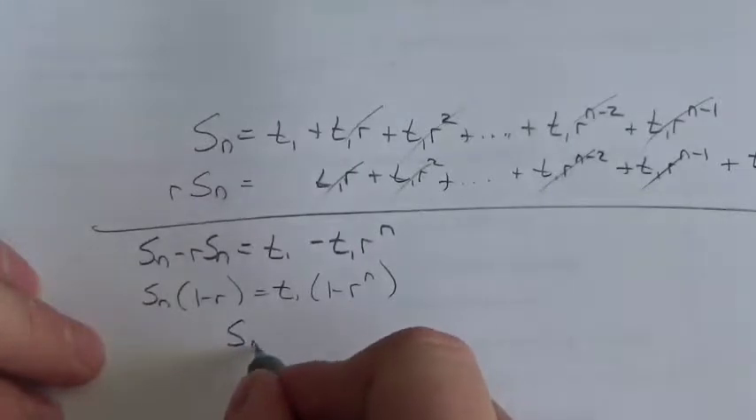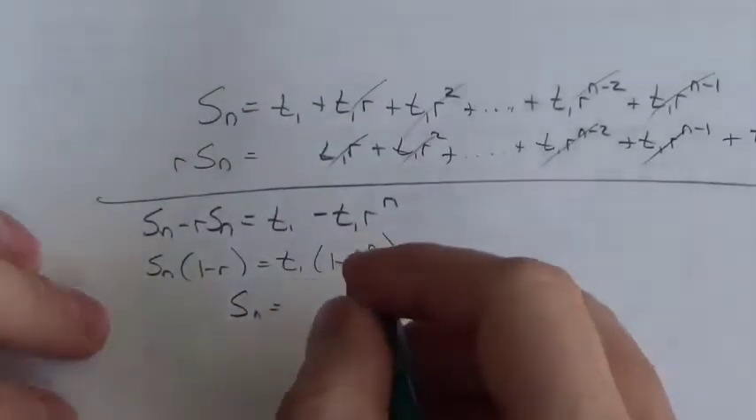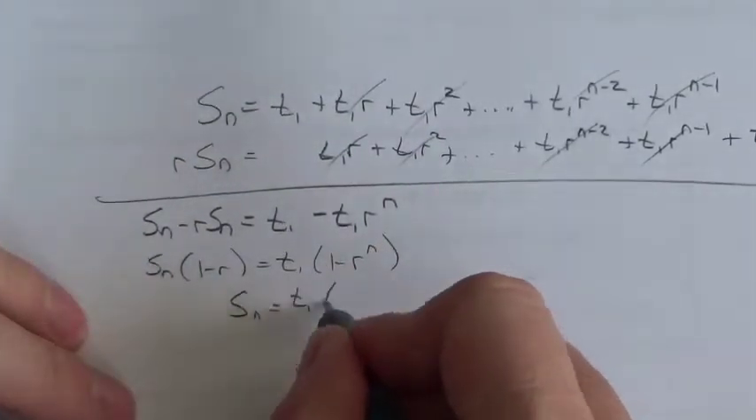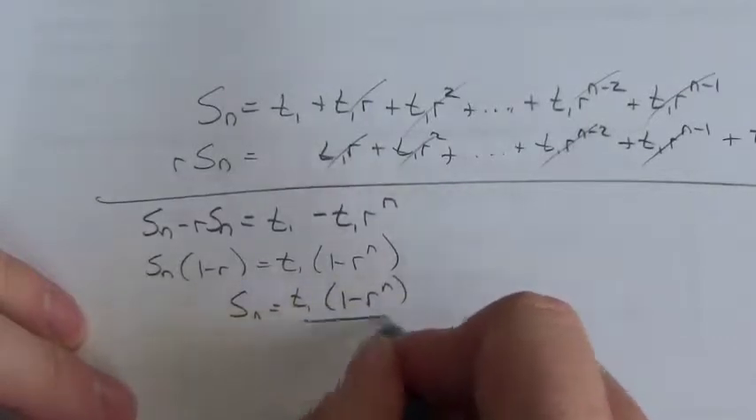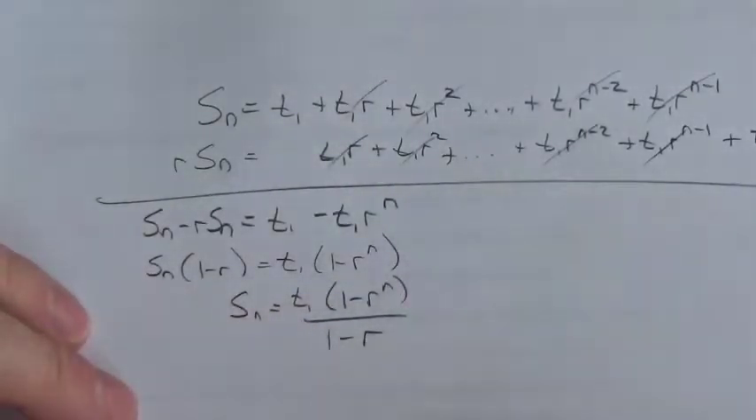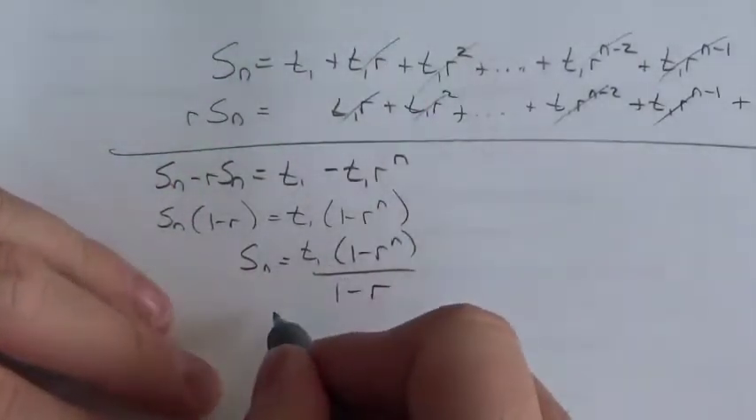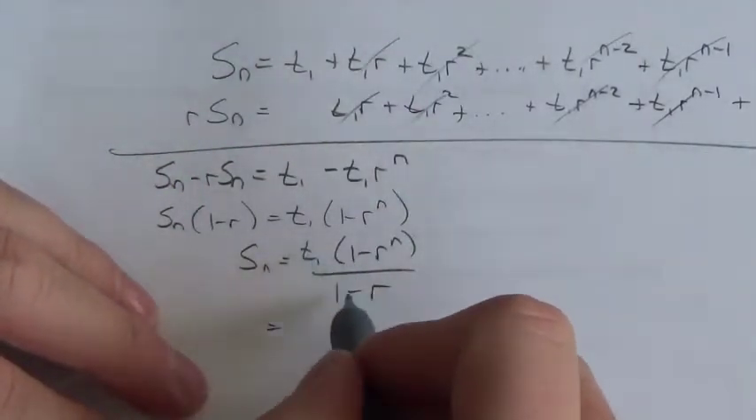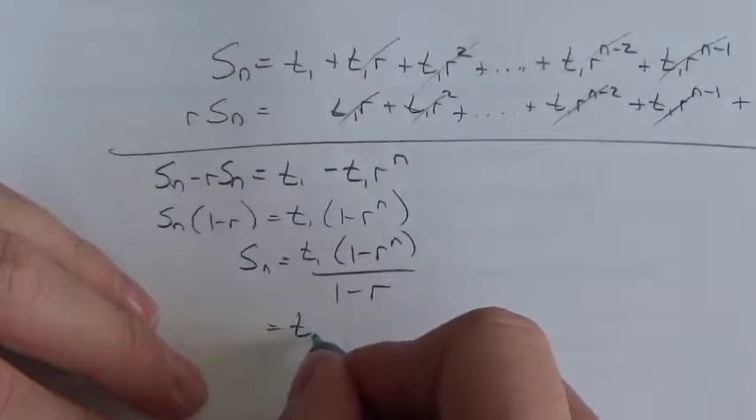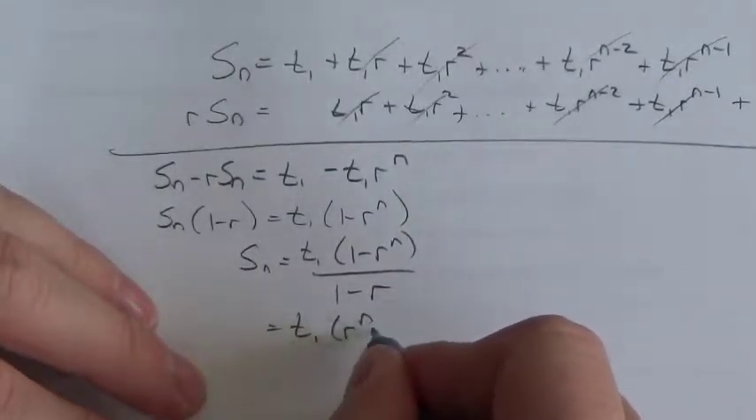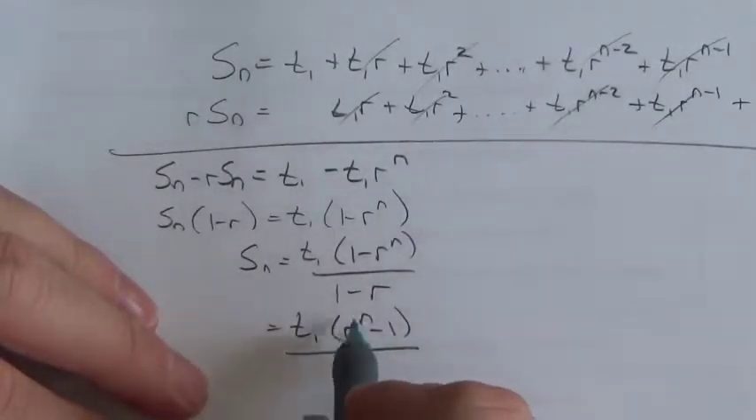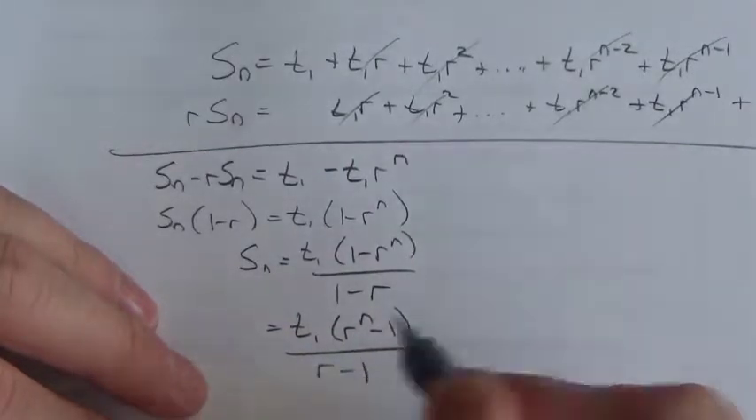Then I can divide, and the sum of the first n terms of a sequence will be t1 times (1 minus r to the n) over 1 minus r. It's kind of cool that it works out so simply like that. Now, you're often going to see them factor out a negative from the numerator and denominator and just switch the terms around. So often you're going to see it written as t1 multiplied by (r to the n minus 1) over r minus 1.